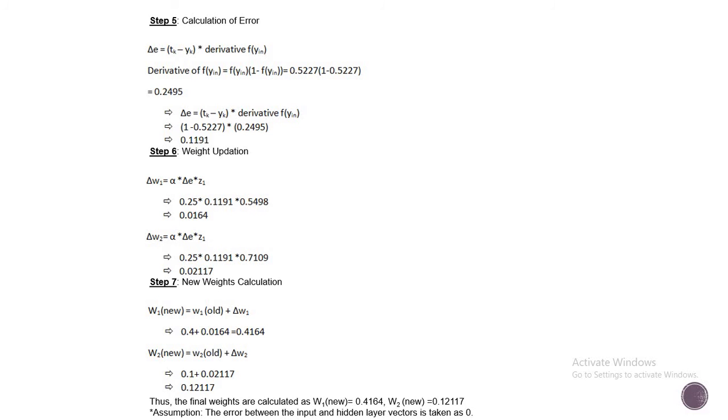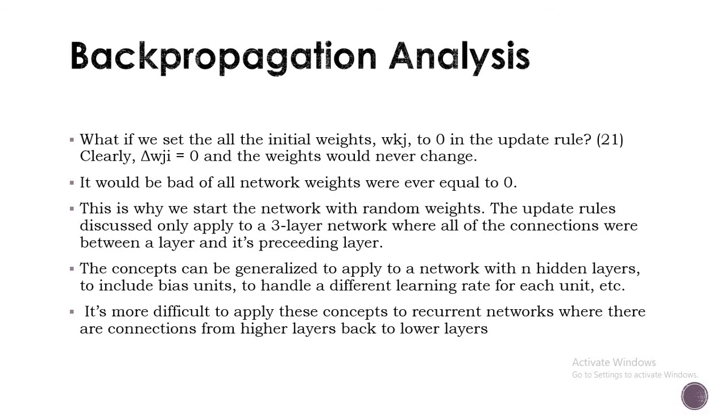Step 7 is the new weight calculation. W1 new is equal to W1 old plus delta W1, 0.4 plus 0.0164 is equal to 0.4164. W2 new is equal to W2 old plus delta of W2, that is equal to 0.1 plus 0.02117, that is equal to 0.12117. Thus, the final weights are calculated as W1 new is equal to 0.4164 and W2 new is equal to 0.12117. Assumption: the error between the input and the hidden layer vectors is taken as 0.